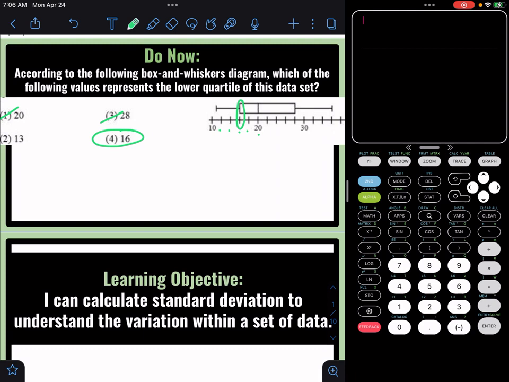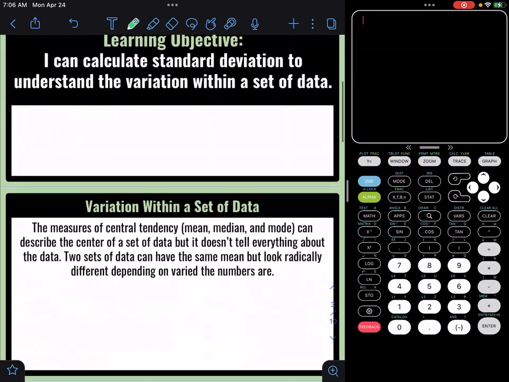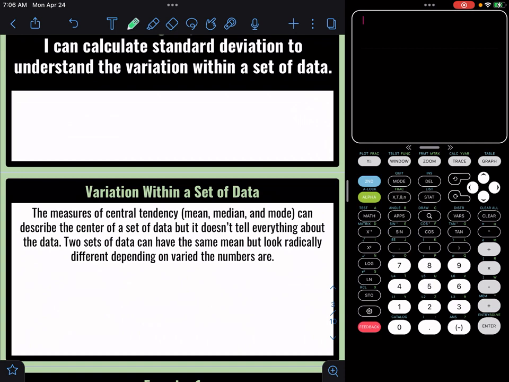Alrighty, so what are we going to do today? Today we are going to calculate standard deviation to understand the variation within a set of data. What do I mean by this? The measures of central tendency, which are the mean, median, mode, min, max, can describe the center of a set of data, but it doesn't tell everything about the data. Two sets of data can have the same mean, but look radically different depending on how varied the numbers are.